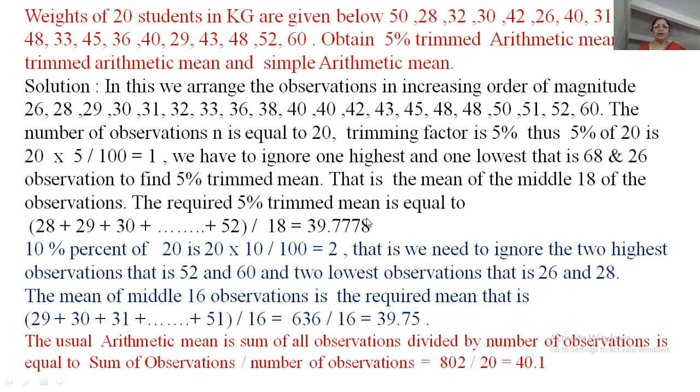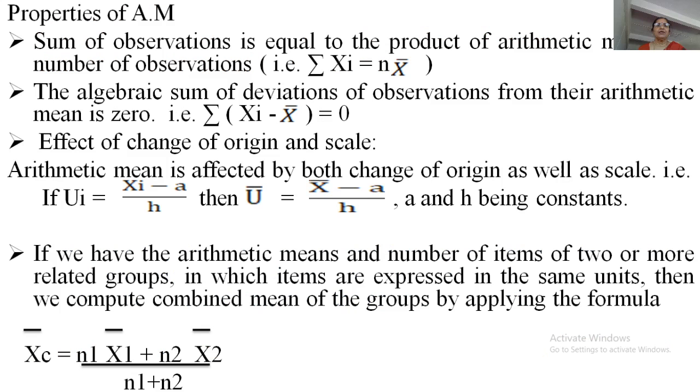So in this way, we can compute the arithmetic mean by trimming some of the observations, which is called the trimmed mean.